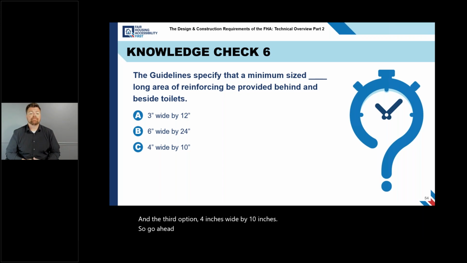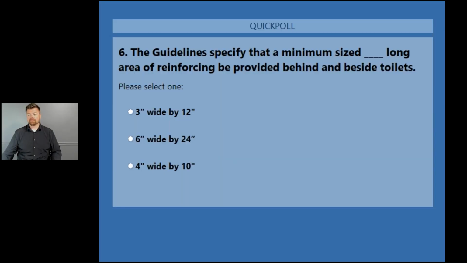So we'll go ahead and launch this poll. And again, this reads, the guidelines specify that a minimum sized long area of reinforcing be provided behind and beside toilets. The first option, 3 inches wide by 12 inches. Second option, 6 inches wide by 24 inches. And the third option, 4 inches wide by 10 inches.